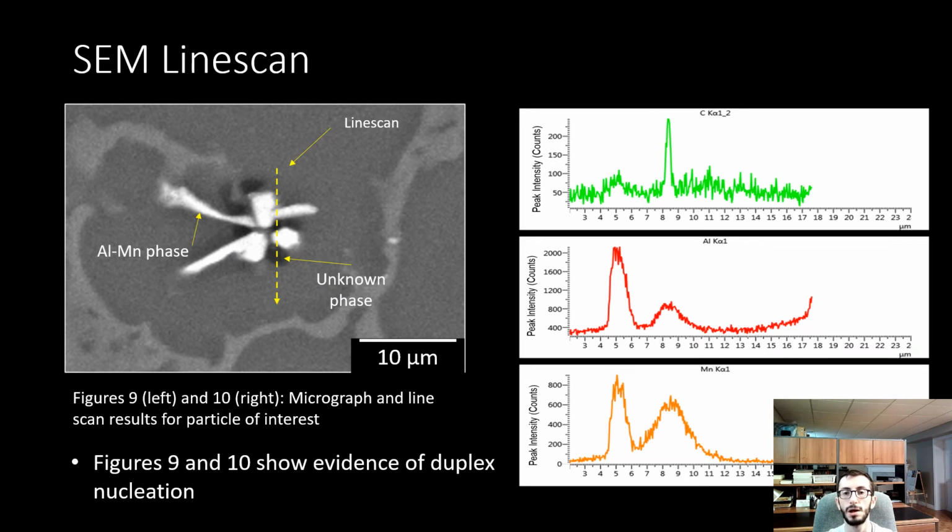SEM analysis helped show that duplex nucleation started the solidification process. From the line scan results shown in figures 9 and 10, it can be seen that carbon segregated towards the aluminum-manganese secondary phase, as defined here by the darker carbon phase behind the lighter aluminum-manganese secondary phase, as well as the matching of peaks of carbon to the peaks of aluminum and manganese in figure 10.